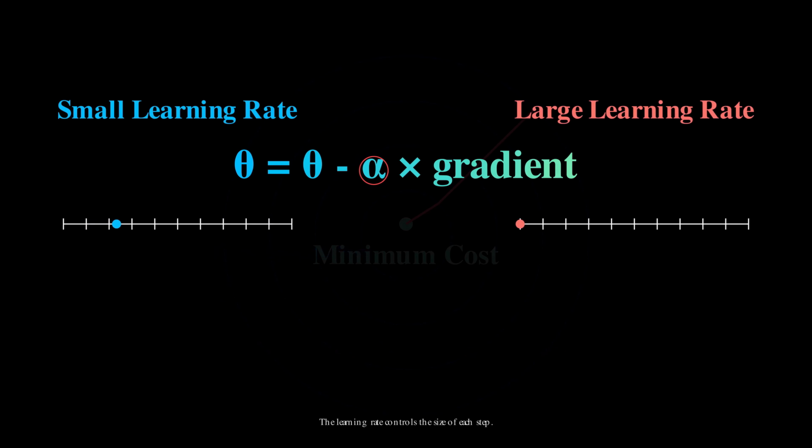The learning rate controls the size of each step. Small learning rates are stable but require more time. Large learning rates move faster but become unstable. Choosing the right learning rate is extremely important.